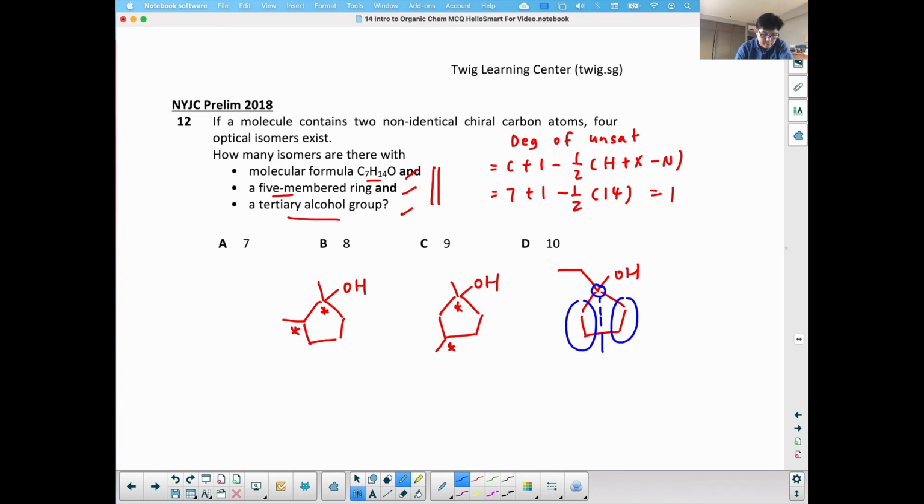Okay, so very quickly, over here you can see that there are 4 isomers here. Why? Because it's 2 times 2. There are 4 isomers here, so 2 times 2, and there's 1 over here. So altogether, it's 9. All right, so 4 plus 4 plus 1 will give you 9. That's how we look at it.